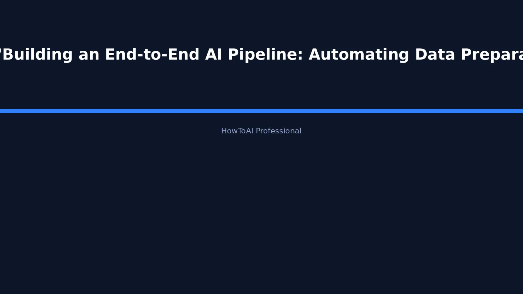Section 2: Data preparation. The first phase we'll discuss is data preparation. Data is the backbone of any AI system. Without quality data, even the most advanced algorithms will struggle to perform well. Data preparation involves various tasks, such as data collection, cleaning, transforming, and feature engineering. To automate data preparation, we can leverage several tools and frameworks.